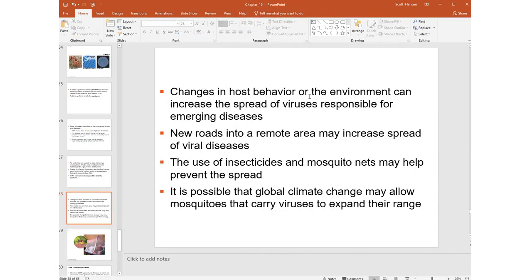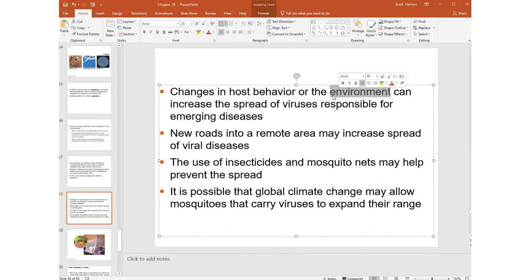So changes in host behavior or the environment can increase the spread of viruses of emerging diseases. If they construct new roads into remote areas, that could increase the spread of viral diseases, because it could bring certain wild animals in contact with people at a higher rate than normal. Because if you're building new roads into a remote area, then you're bringing a lot more people into a remote area where there used to be very few. And so you're increasing the chance that they can come in contact with animals that may give them certain diseases.